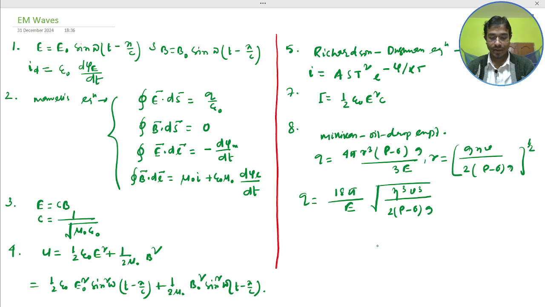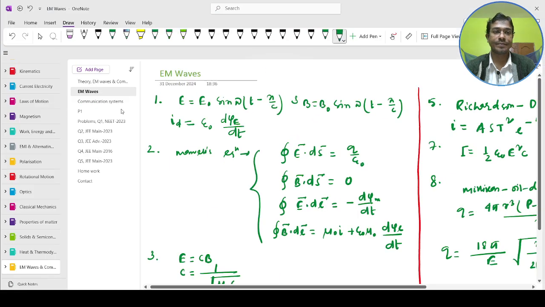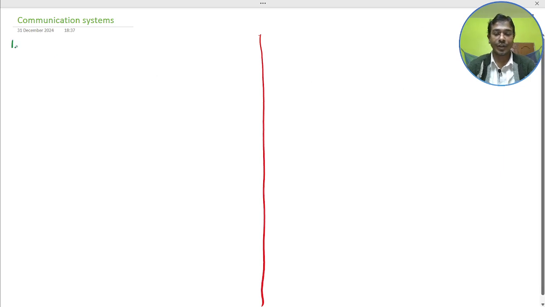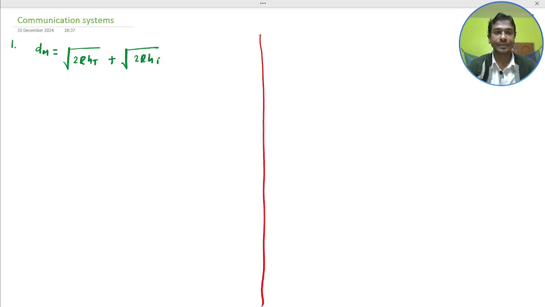Next, going ahead, our communication system, next part. So in communication system, the maximum line of sight distance d_m between two antennas of height h_t and h_r is d_m equal to root over 2R h_t plus root over 2R h_r, where h_r is the height of the receiving antenna.